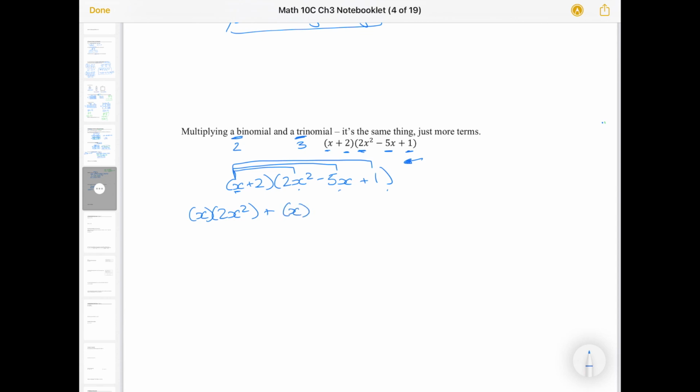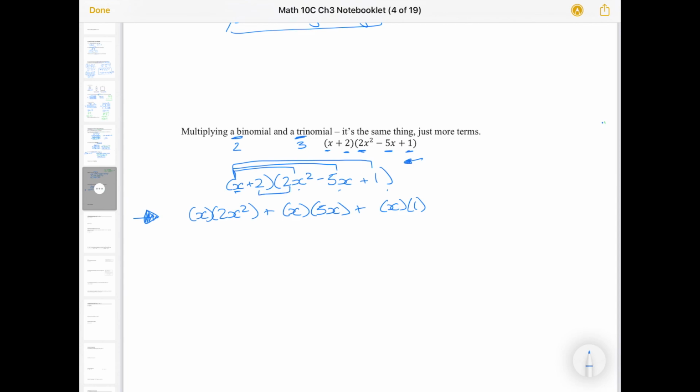plus x times 5x plus x times 1. Now, as you're getting a little bit more comfortable with this, I'm okay if you start skipping writing this step, but that's once you're getting comfortable. Right? So don't skip steps too soon.